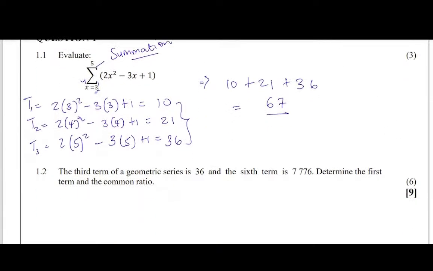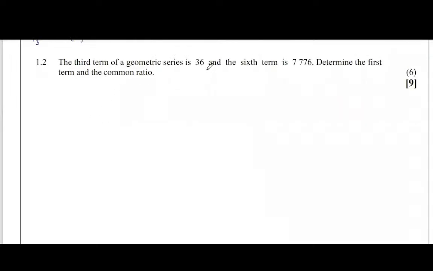Then we move on to 1.2. We're being told that the third term of a geometric series is 36, and then the sixth term is this much. They want us to determine the first term and the common ratio. So from the question, I can summarize and say that T3 is 36, and T6 is 777,6. What do they want us to get? They want us to get the first term, which is the A, and the common ratio R.